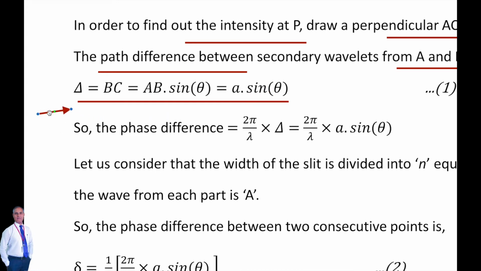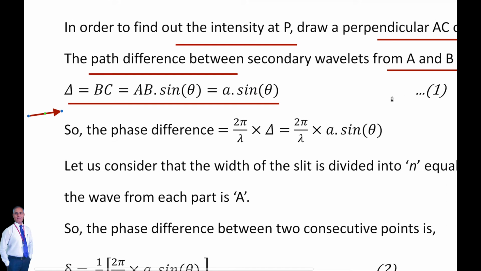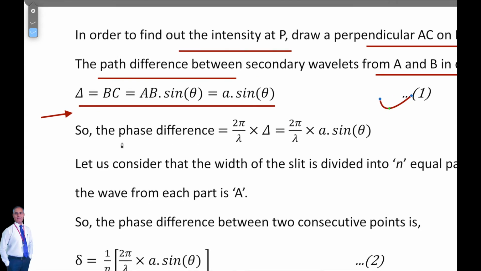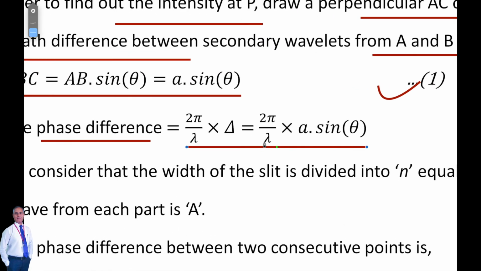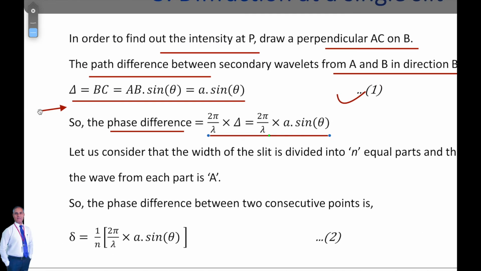So to calculate the phase difference, as we know the relation between the path difference and the phase difference, phase difference is nothing but 2 pi by lambda into the path difference. According to that formula, we can write phase difference is equal to 2 pi by lambda into delta. So delta is nothing but the path difference. The path difference is equal to a into sine of theta.